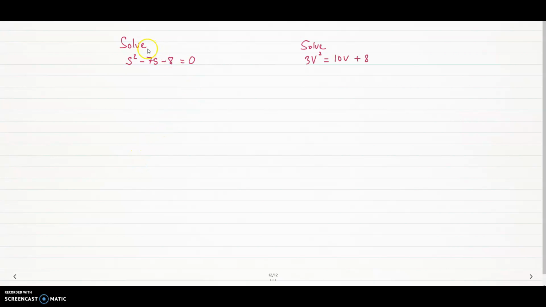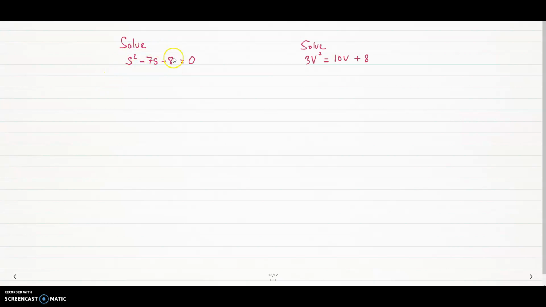In this video, we are going to solve two quadratic equations by factoring. The first one is given: s squared minus 7s minus 8 equals 0. So everything is on the left hand side and the right hand side is 0. All we have to do now is factor the left hand side.